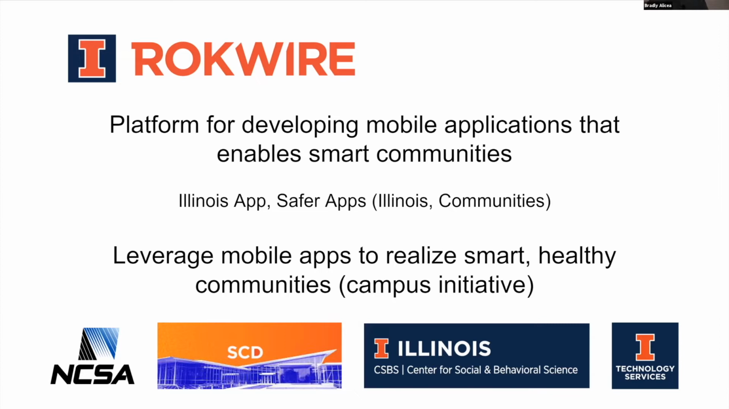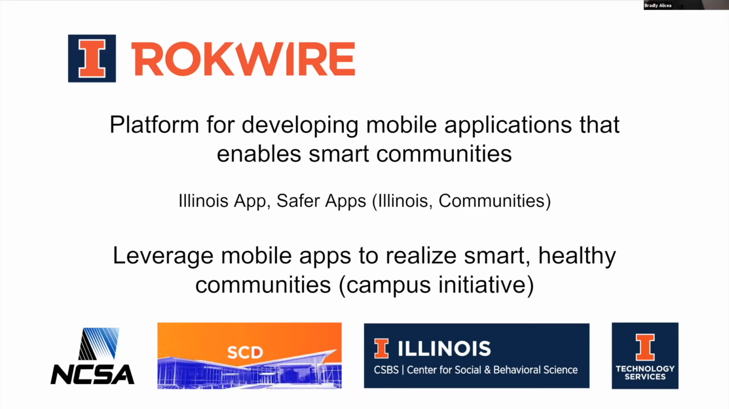There are a couple of things that you could build with Rockwire, a lot of different things. Three examples of these are the Illinois app, the Safer Illinois app, which people are familiar with from managing COVID, and Safer Communities, which has been applied more broadly across different campuses. But the point is that they're all built on this Rockwire platform. The big message here is that you can leverage mobile apps to realize these smart, healthy communities. And this is actually a separate campus initiative, the Smart Healthy Communities Initiative.